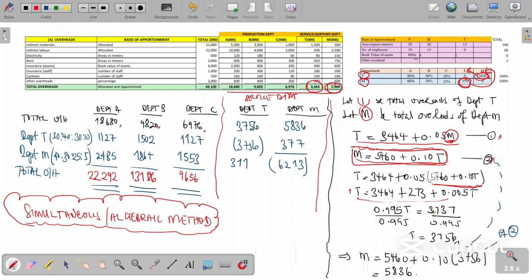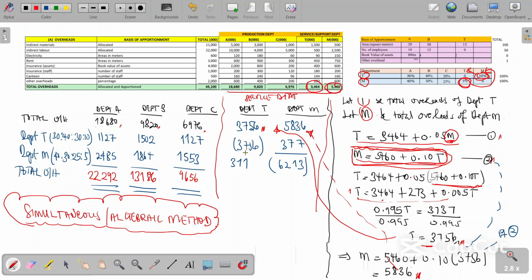Then the addition of the like terms, 3464 plus 273, will give us 3737. Now let's divide to get t. So we are going to get 3756. That is what we will bring here. Then after getting t, we put it in the M equation. So 5460 plus 0.10t, multiplied by 3756, will give us 5836. So we will bring this whole thing here.